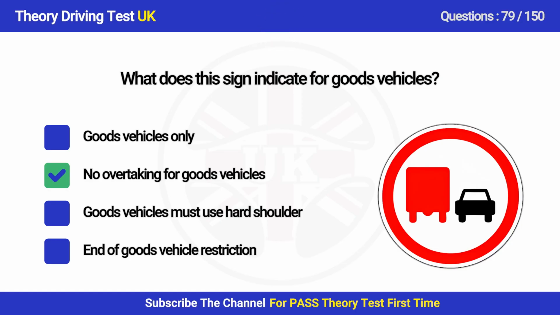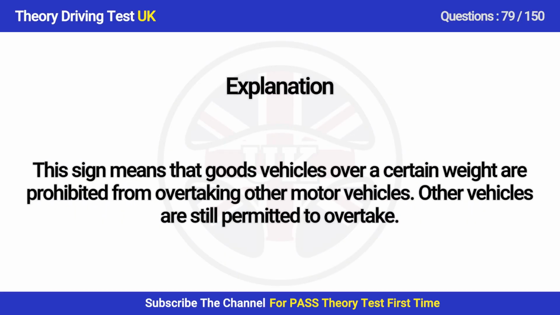Answer is B. No overtaking for goods vehicles. This sign means that goods vehicles over a certain weight are prohibited from overtaking other motor vehicles. Other vehicles are still permitted to overtake.